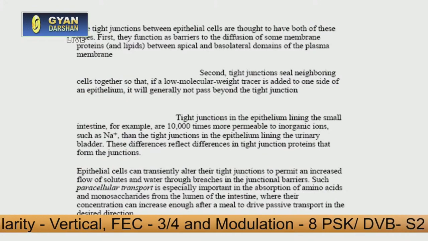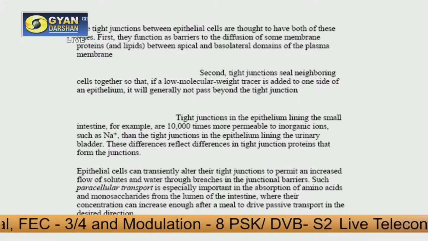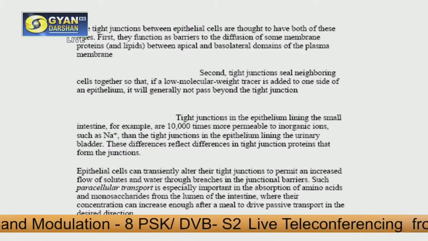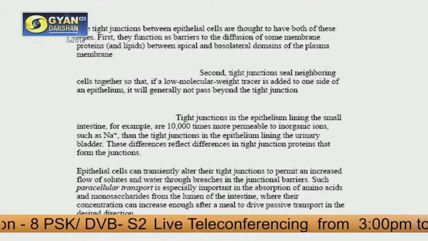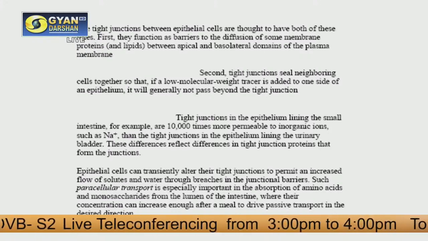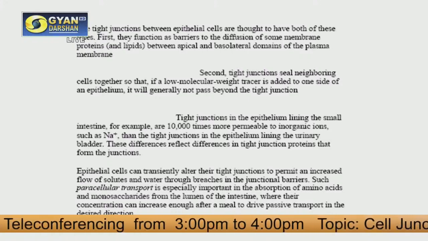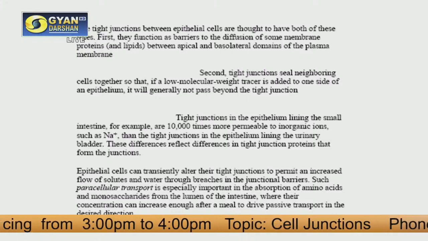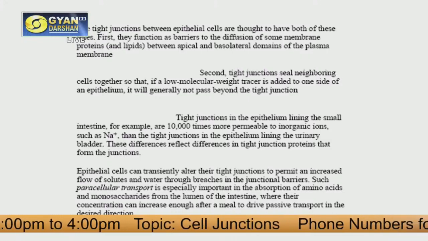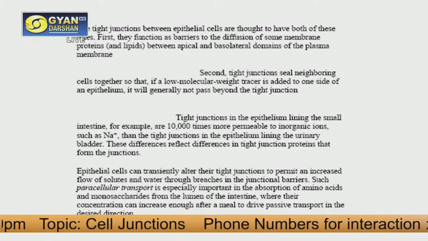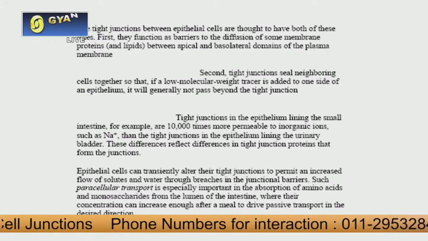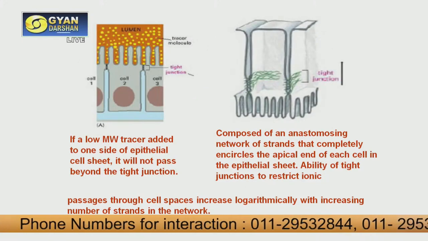So the tight junctions between epithelial cells act as a barrier to the diffusion of some membrane proteins and lipids between the apical and basolateral domains of the plasma membrane. They seal the neighboring cells. Now, how can you experimentally show that the tight junctions arrest this?